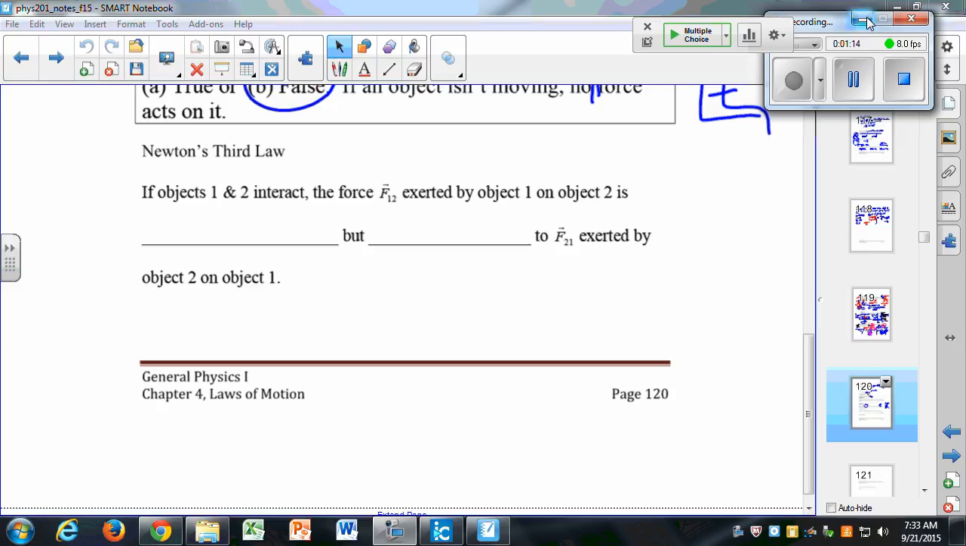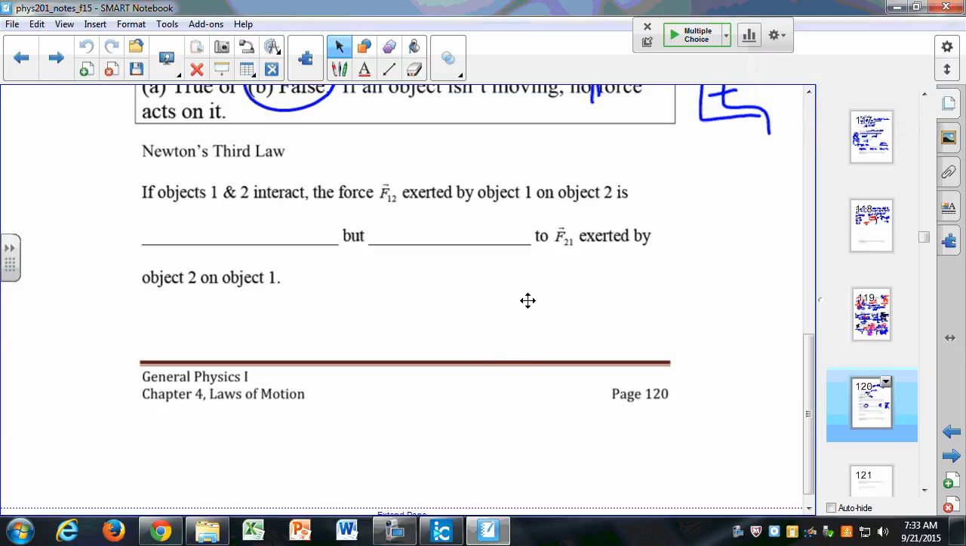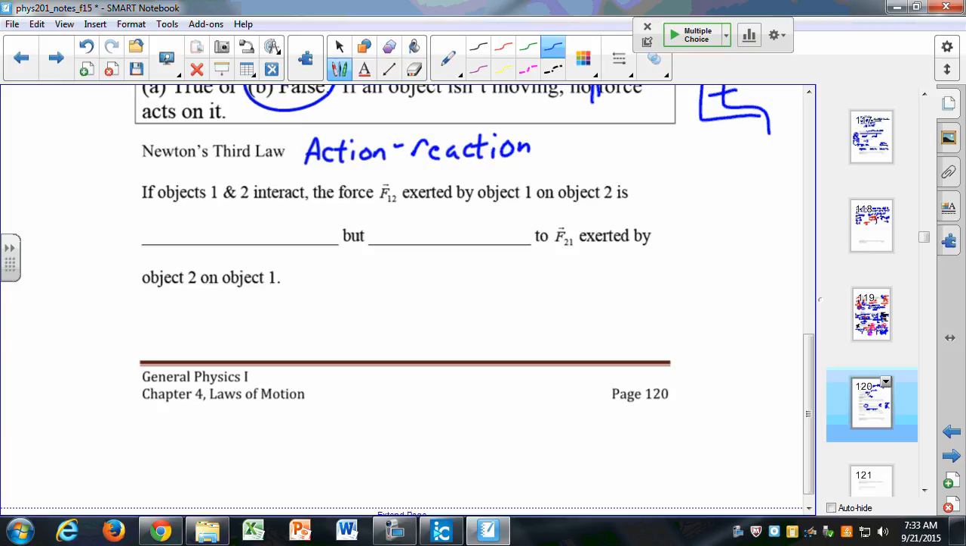All right, let's continue on. We did Newton's first and second law. Remember, the first law was the law of inertia, that objects tend to stay in the state of motion that they're in already. And then the second law was the law of acceleration. The law of acceleration was just that F equals ma. And then the third law is, I don't know, people call it different things, but typically it's like action-reaction. The law of action-reaction, if you will.